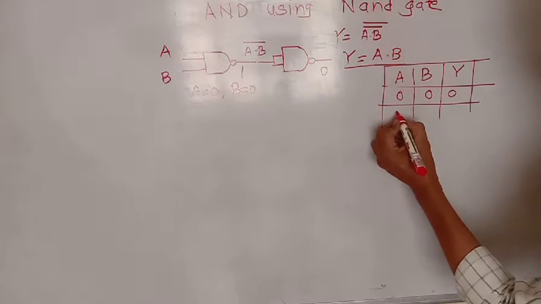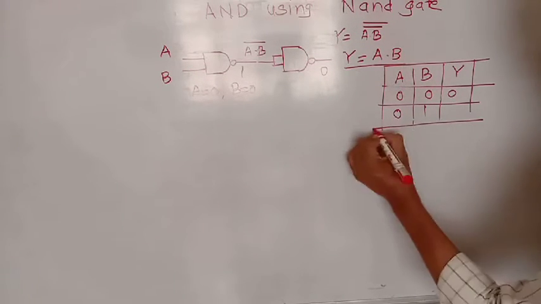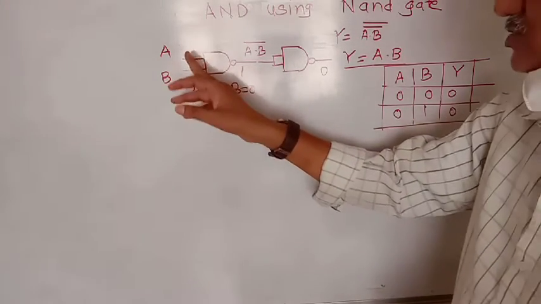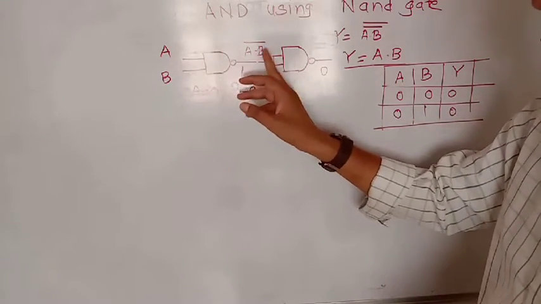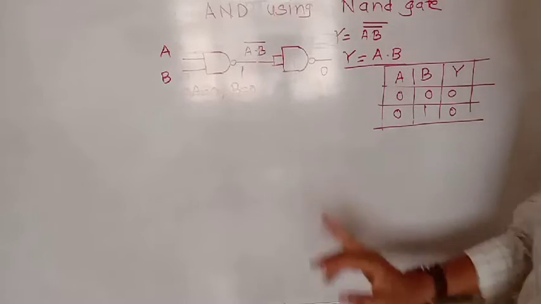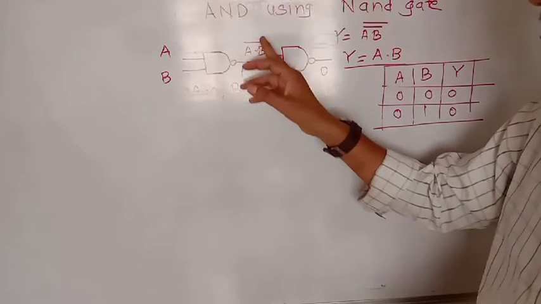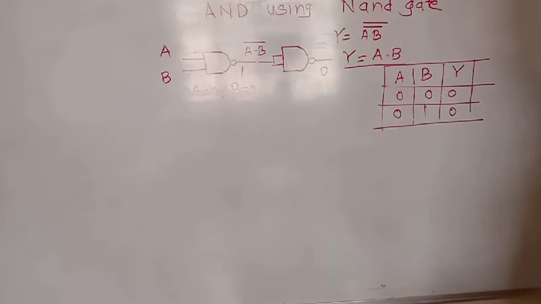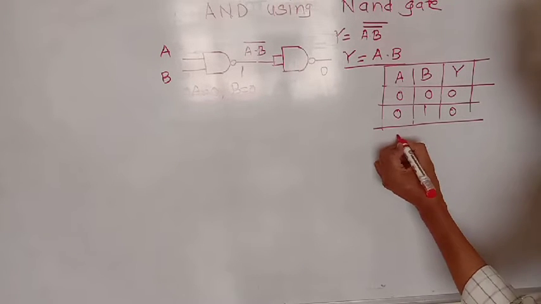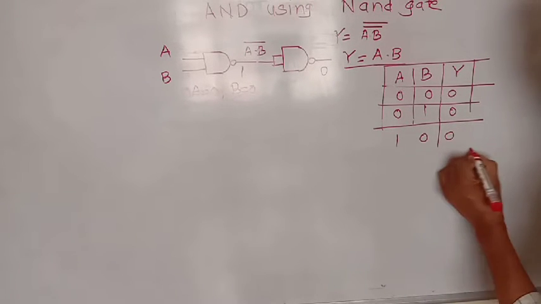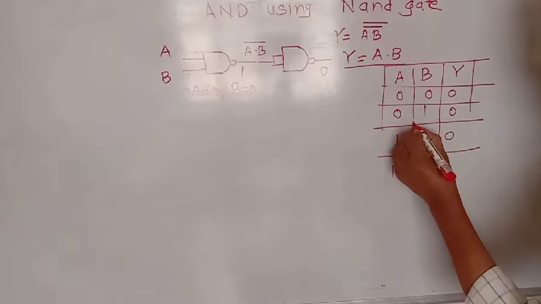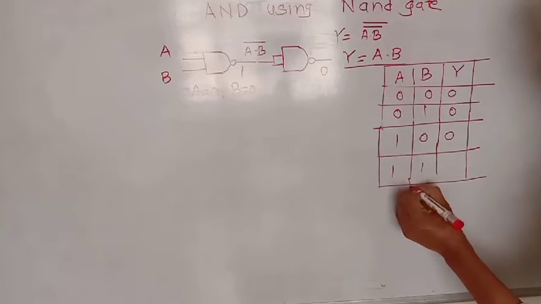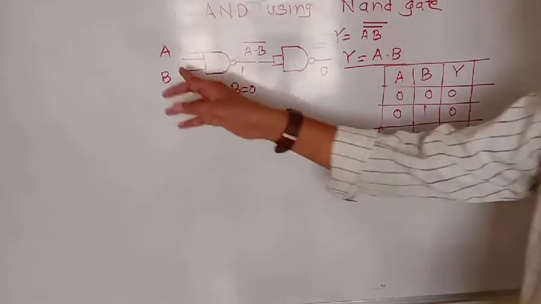Now if input A is 0 and B is 1, then again the output should be 0. So here 1 into 0 is 0, and 0 bar means 1. Again this 1 is inverted by this NOT gate, and we get 0. Again for 1, 0, output will be 0, and for 1, 1, when both inputs are 1 or high, then see here 1, 1.